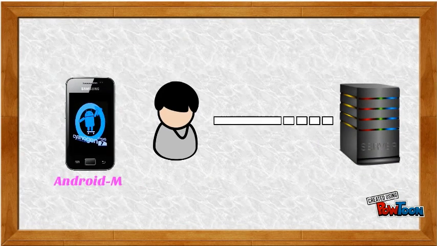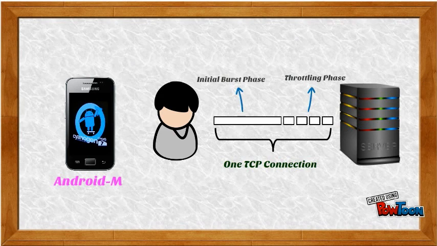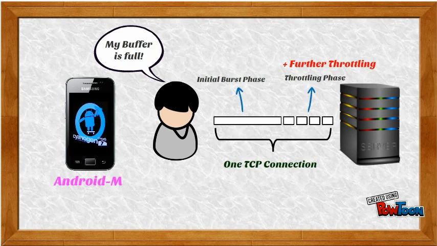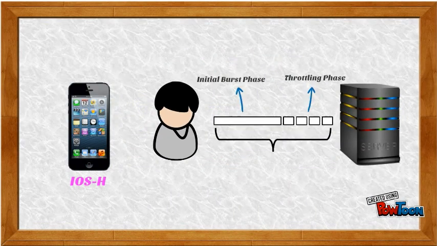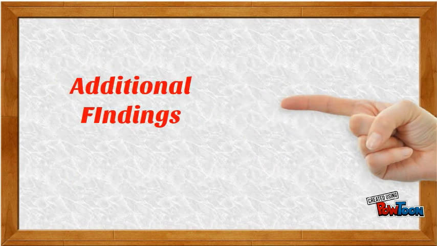Mid-range Android terminals download video clips in a single segment using the progressive download technique, with the TCP receive window further throttling the download if the player buffer is filled up. High-range iOS terminals employ the same strategy as PCs connected to wired networks, where the progressive download takes place over one TCP connection. Here are some additional findings.